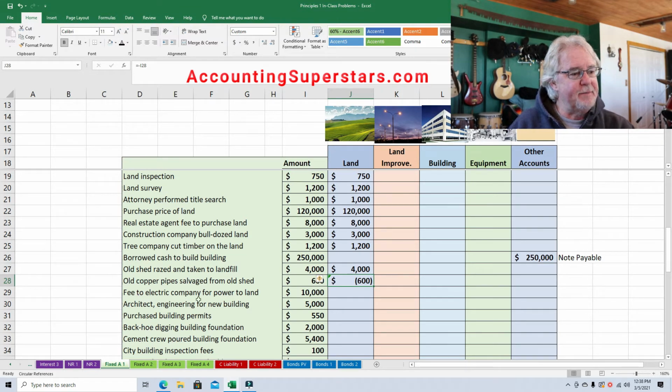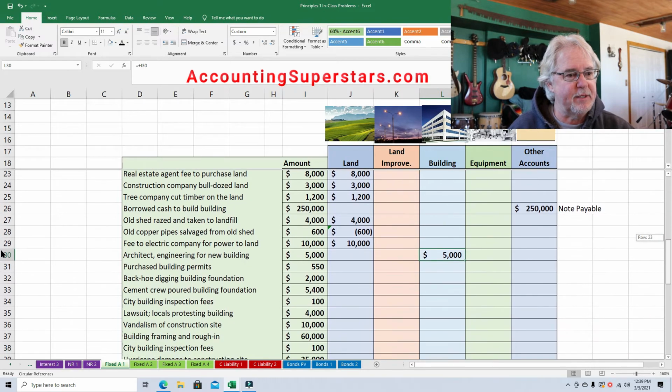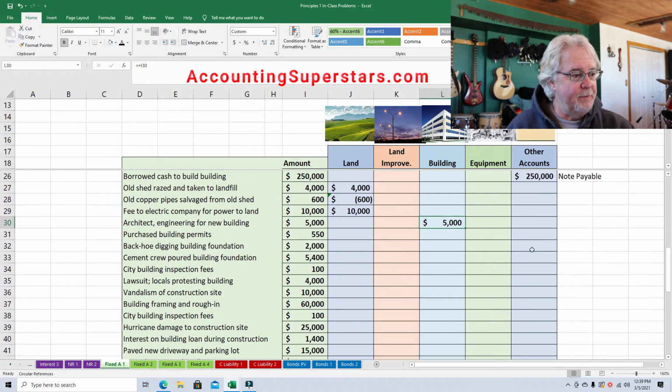Fee to electric company to connect power to the land, and that can be really expensive. And that's part of the cost of getting this land ready. So far, it's pretty much all been in the land category. Architect, engineering for new building. Very important. So what we'll do is we'll put this in the building category because Fred is going to build a brand new building on this land. Purchase building permits. Well, that's part of the cost of the building.